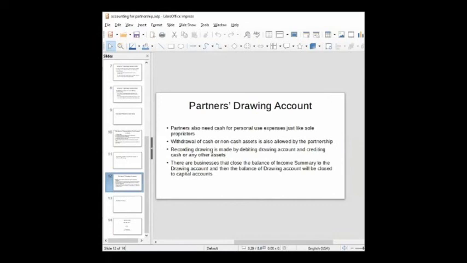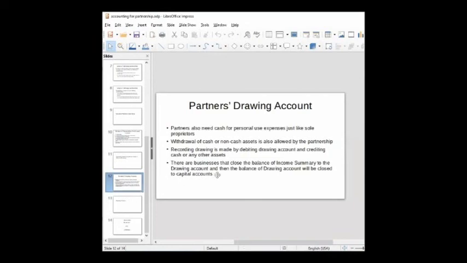But there is also withdrawal of non-cash assets, and that is also allowed. So for example, the partners withdraw merchandise inventories. Then you debit the drawing account of that partner and you credit the merchandise inventory. Recording of drawing is made by debiting the drawing account and crediting cash or any other assets, as I have said a while ago. And there are businesses that close the balance of income summary to the drawing account, and then the balance of the drawing account will be closed to the capital account.